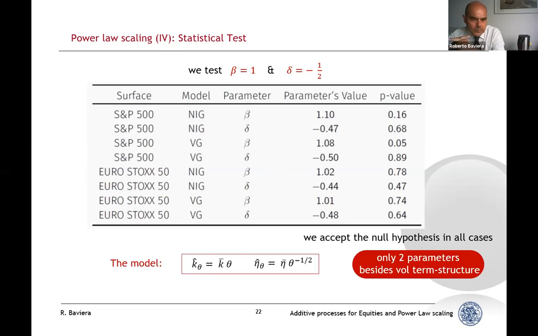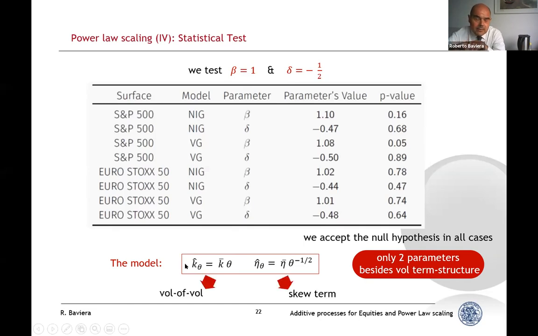Fine. So, what is our model? The model that we have shown is a model that in practice imposes an exact reproduction of the term structure of volatility. And there are two more parameters. This k bar is multiplied by theta, since the power law is with the beta equal to 1, and an eta bar that is multiplied by theta^-1/2, since our power law is -1. So we have, besides the whole term structure, only two parameters.